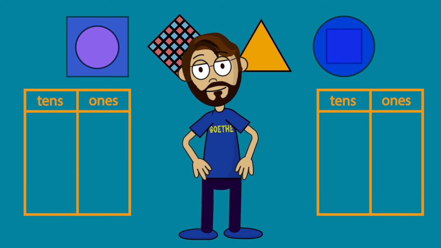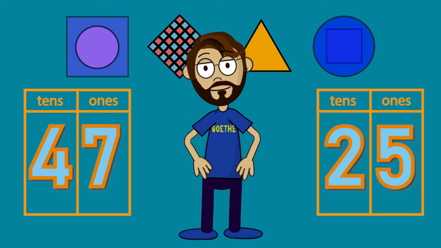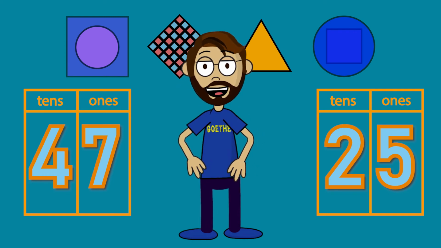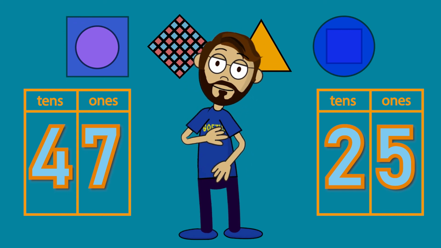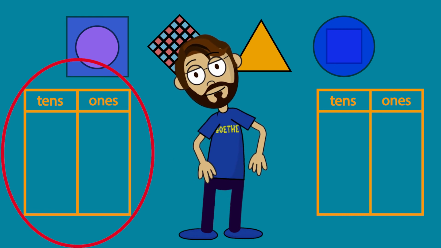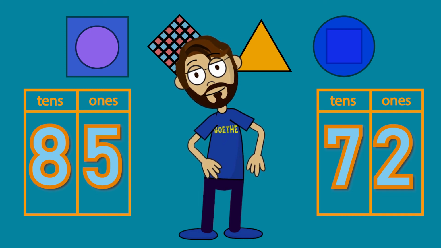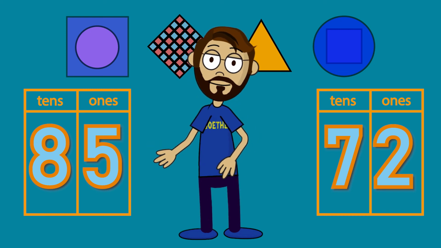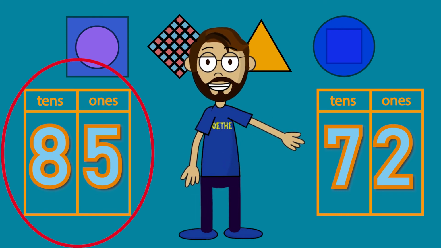Let's try some examples. 47 and 25. Let's start with the tens. 47 has 4 tens, and 25 only has 2 tens. So 47 is the bigger number. What about 85 and 72? 85 has 8 tens, and 72 has 7 tens. 8 is bigger than 7, so 85 is the bigger number.